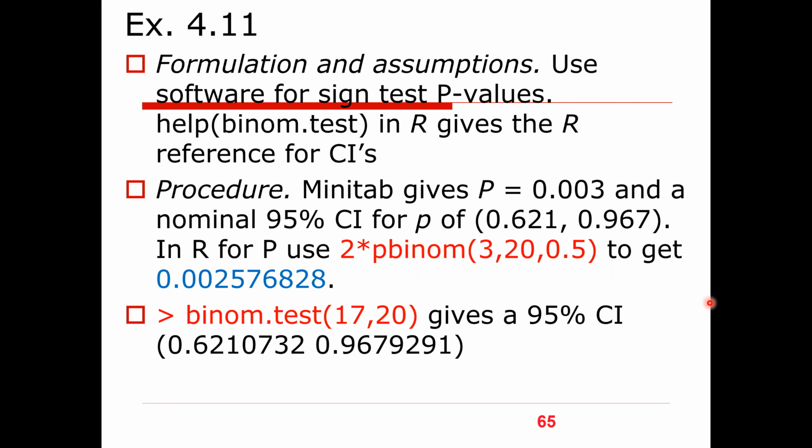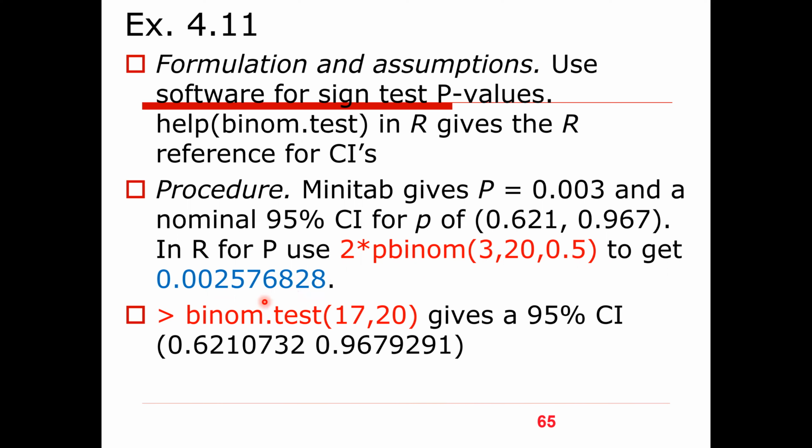So we use pbinom 3, 20, and the probability of each trial we assume is 0.5. There's an equally likely chance we get an observation above 9 and below 9. And it's a two-sided test, so we multiply by 2. Then we get a p-value that is very low, which means we need to reject the null.